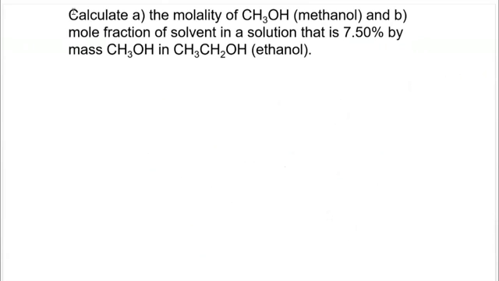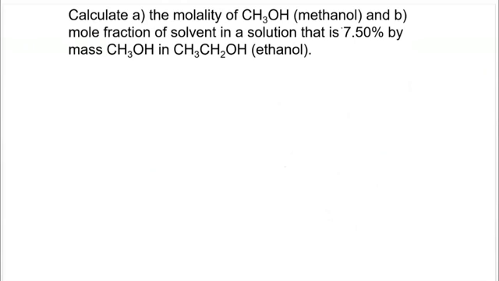Okay, moving on. Next, calculate the molality of methanol and the mole fraction of solvent in a solution that is 7.5% by mass of methanol in ethanol. All right, so we're mixing methanol and ethanol. We have 7.5% mass of methanol. So whenever you have a percent mass that is given, all that means is the amount per 100 in mass.